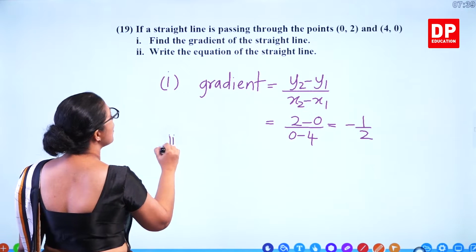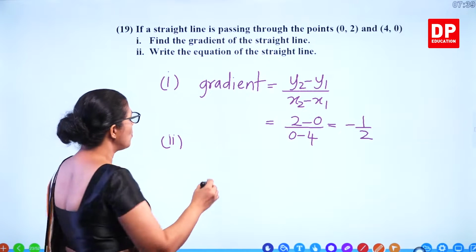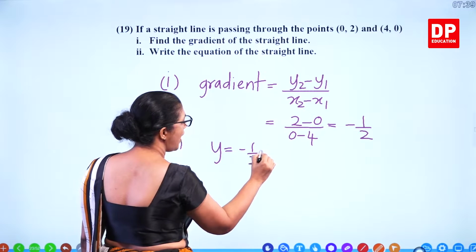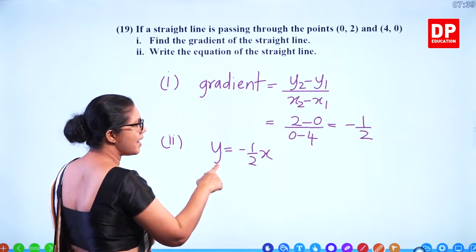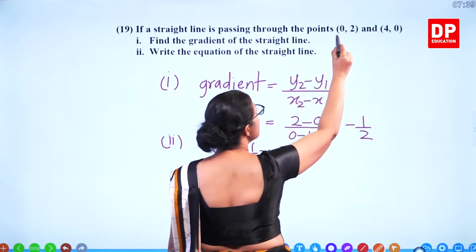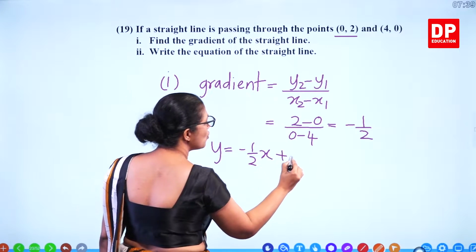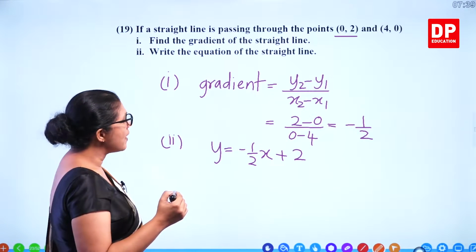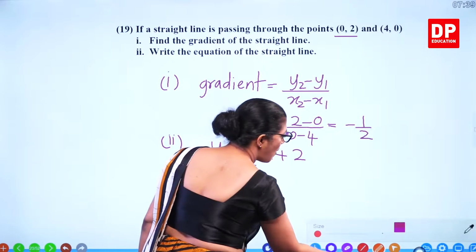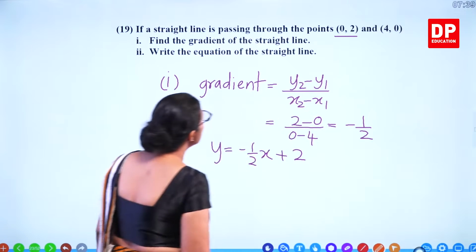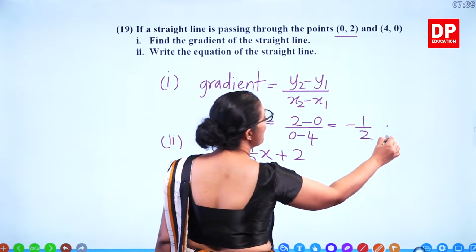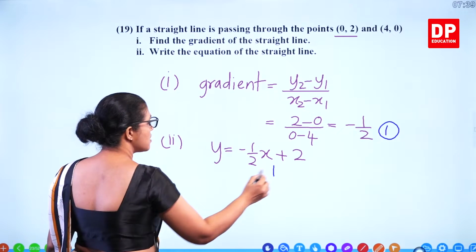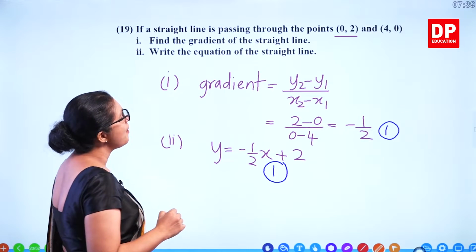And you are asked to find out the equation of the straight line. So, what is the equation? Y equals mx plus c, minus half x, that's the m value, the gradient. And we know this is the y-intercept. So, you add 2 to that. So, y equals minus half x plus 2. So, you get marks. To find out the gradient, 1 mark, and writing down the equation, you get 1 mark.